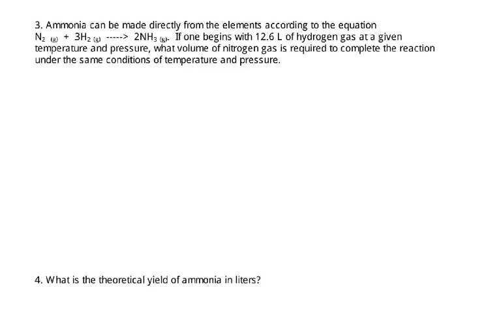Let's look at number 3. Ammonia can be made directly from the elements according to the equation. You add nitrogen with hydrogen to get ammonia. If one begins with 12.6 liters of hydrogen gas at a given temperature and pressure, what volume of nitrogen gas is required to complete the reaction under the same conditions of temperature and pressure? So here we have basically changing conditions. You're changing the amount and also the volume, so we can use the combined gas law.